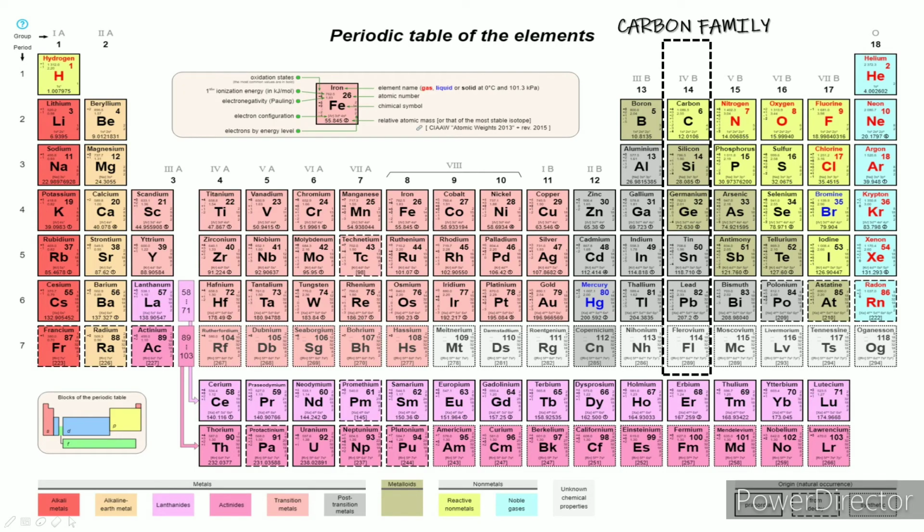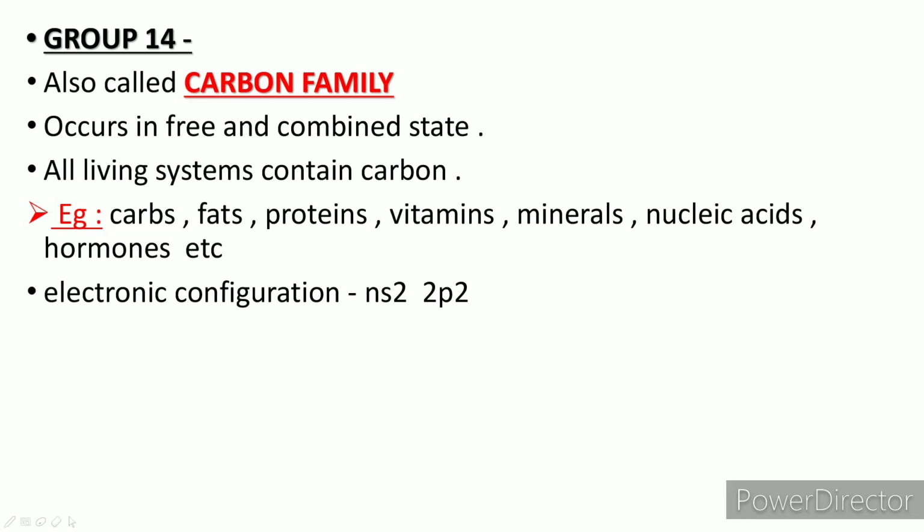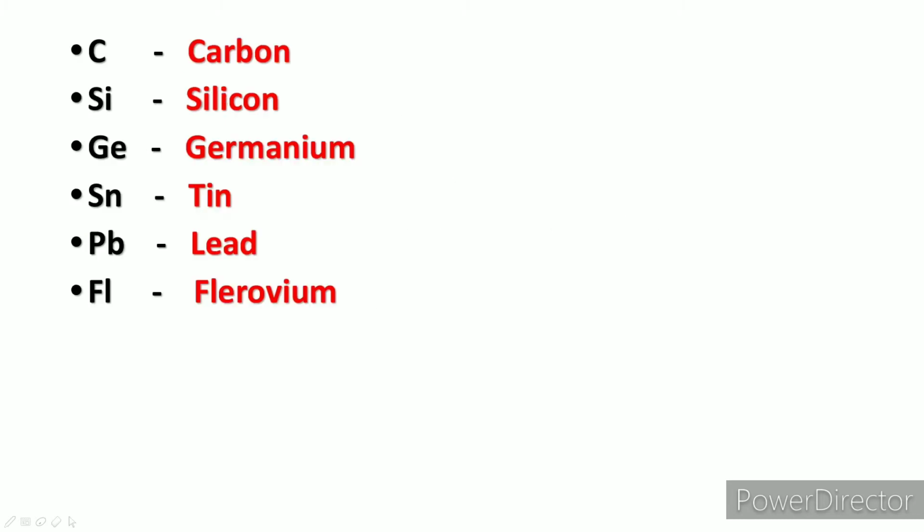14th group, carbon family. Carbon of group 14 occurs in free state and combined state in nature. All living systems contain carbon. Carbohydrates, fats, proteins, vitamins, hormones, nucleic acids, etc. all contain carbon. In this group the elements are carbon, silicon, germanium, tin, lead and flerovium.